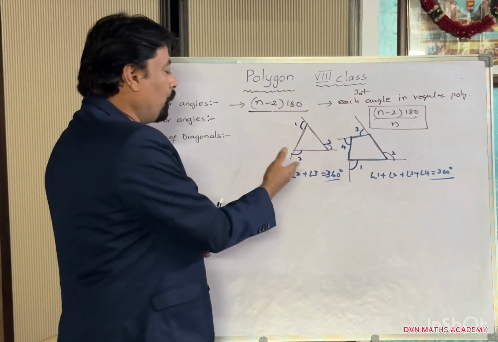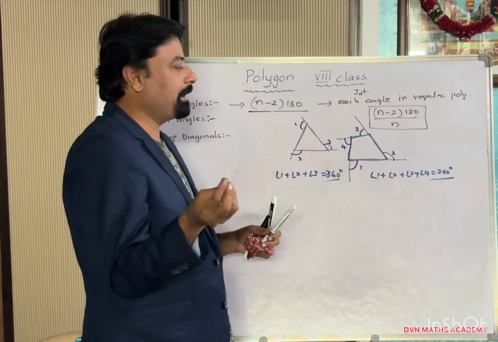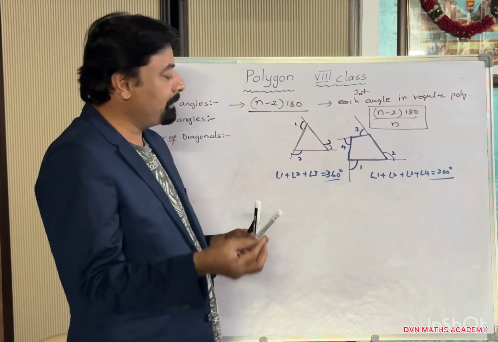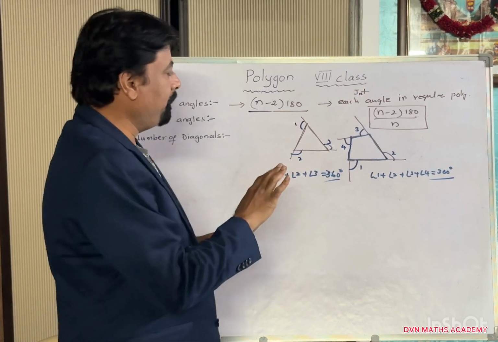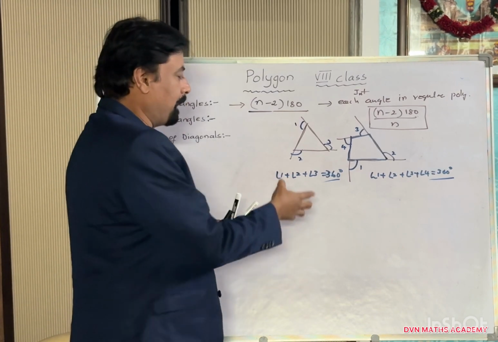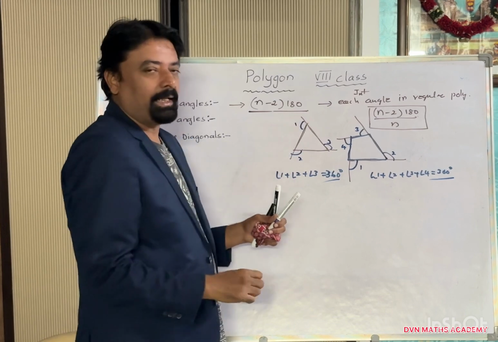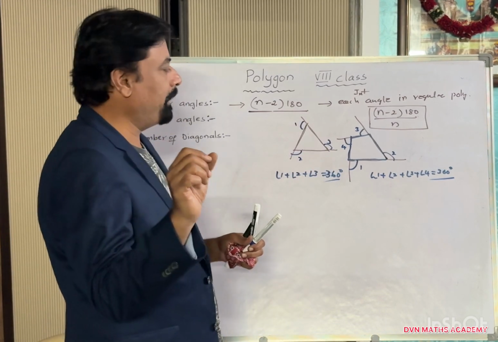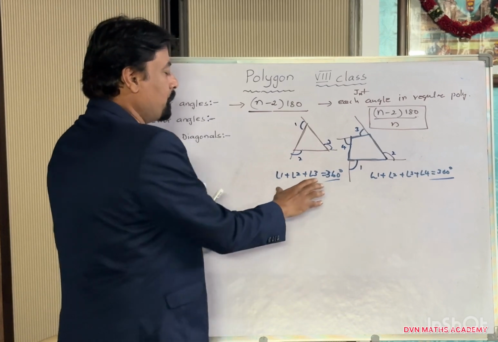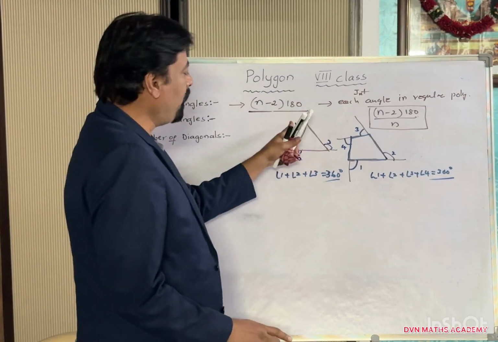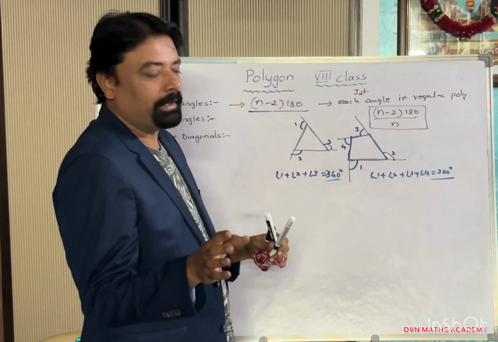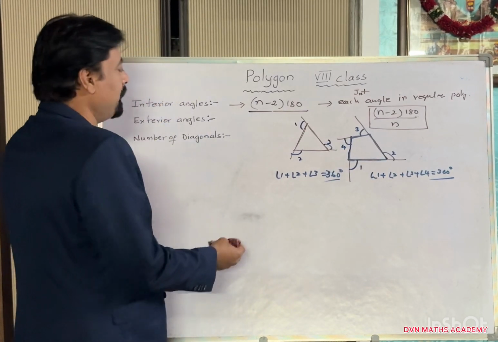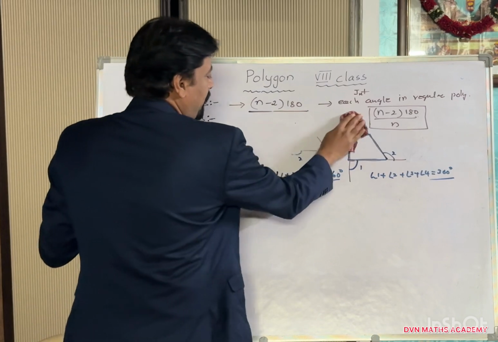So how to prove the sum of exterior angles is equal to 360 degrees and how to prove the sum of interior angles of a triangle is 180 degrees, this I will explain to you in the next class. The proofs about the sum of interior angles of a triangle and the exterior angles of a polygon being 360 will be explained in the next class. But here every student should know that the sum of exterior angles of any polygon is equal to 360 degrees. So the exterior angle concept is very, very interesting.